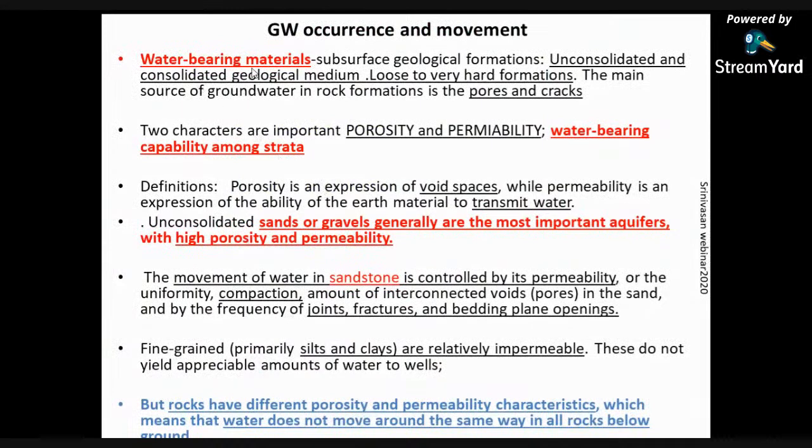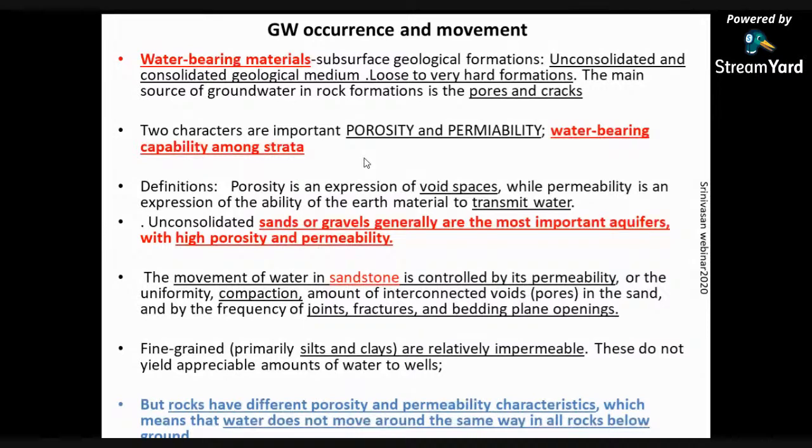So the water-bearing material which I showed you in the previous slide, the fresh rock, a massive one, will become unconsolidated. So the geological medium below the ground, at the subsurface, will become very loose, and some remain very hard also. So two characters are important: the porosity and permeability of the rock. The water-bearing capability of the subsurface strata decides how much water occurs there.